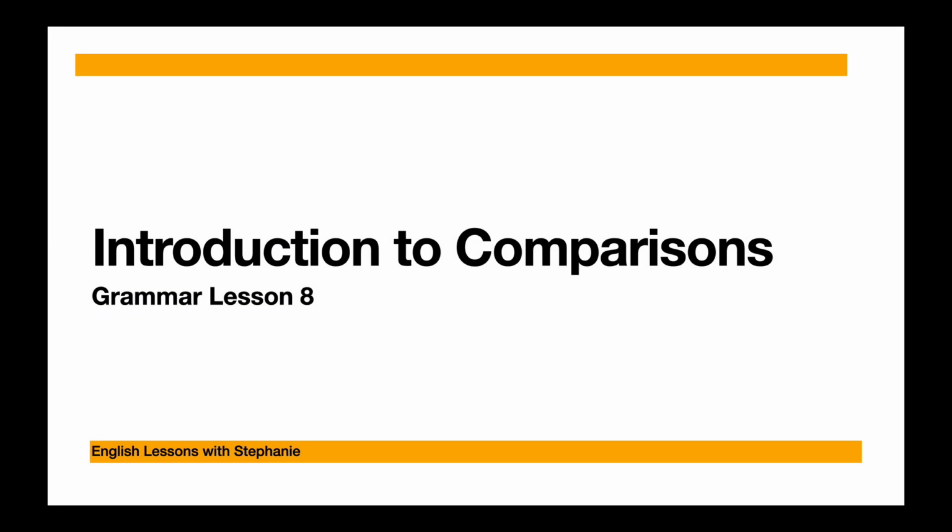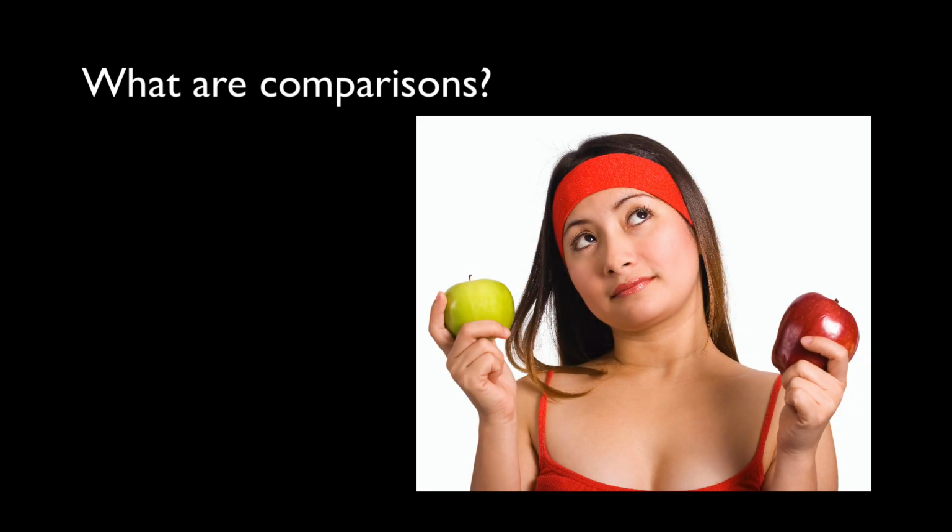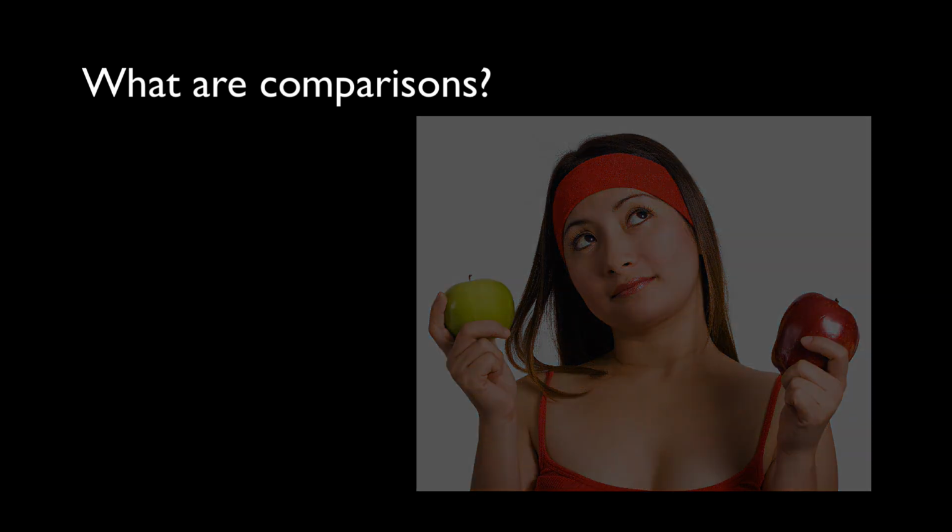This is Grammar Lesson 8, an introduction to comparisons. So comparisons are when you look at two things and you try to describe them in relationship to one another. By saying, for example, I'm older than my sister, or I like this book more than I like that book. You're comparing two things. What's the difference between them? How are they related to each other? And there are many ways to do this.